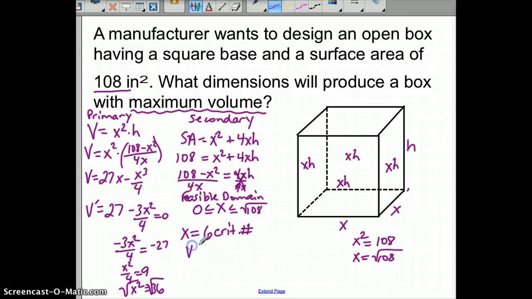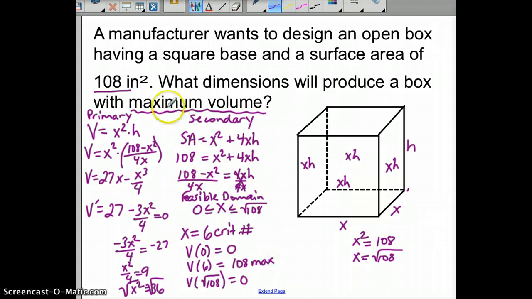So now what we want to do is plug our endpoints into the volume, plug that critical number into the volume, and calculate the volumes. So we're trying to find the y values. If you put 0 into the volume equation, this original equation, not the derivative, but the original equation with x's, you get 0. If you put 6 in, you get 108. And if you put in the square root of 108, you get 0 again. So obviously this is our max.